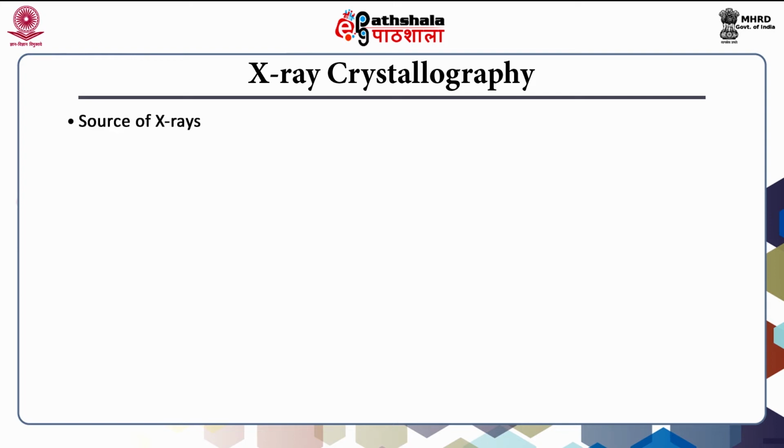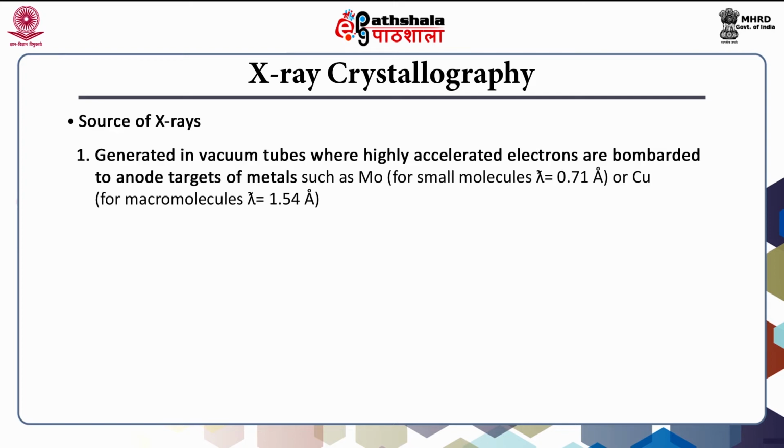that is the source of X-rays. A beam of X-rays of wavelength 1.54 angstrom is produced by accelerating electrons against a copper target. Generally, X-rays are produced by hitting the electrons against one particular target. In this case, generally the target is copper. That is one method to produce X-rays.